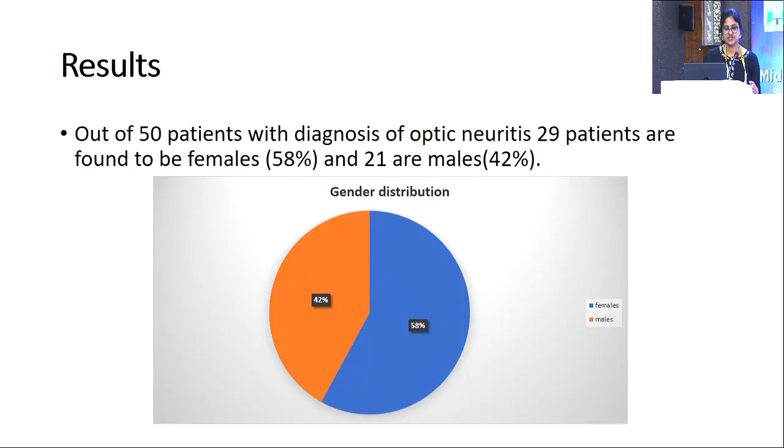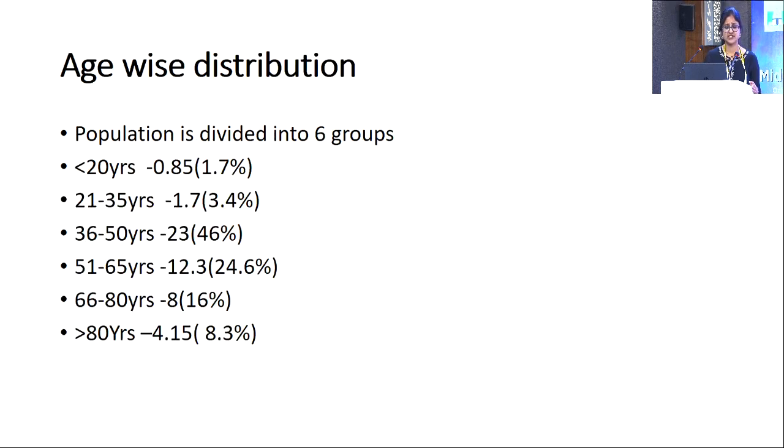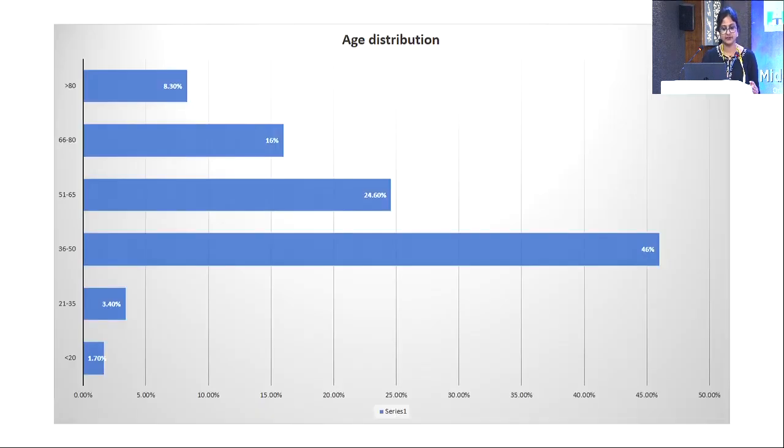Results: out of 50 patients, 58% were females and 42% were males. Age-wise distribution: the population was divided into 6 groups and the majority lies between 36 to 50 years, that is 46%, followed by 51 to 65 years, that is 24.6%. The same is depicted in the graph.